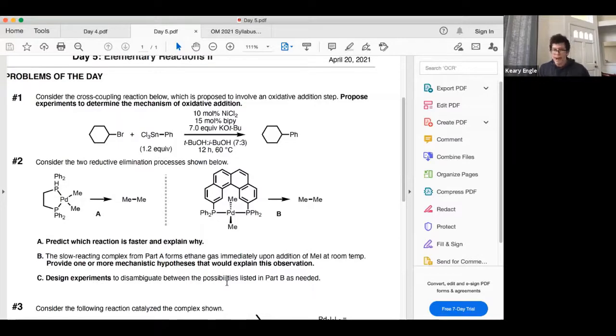So with that, I will give you these last two to think about in the next 2 days, and then we can talk about them at the beginning of Thursday's class. Now that you know which is faster to undergo reductive elimination and that B doesn't, how can you understand this experiment, in which you add methyl iodide and it extrudes ethane very rapidly, even at room temperature? What's going on, and how would we interrogate that?